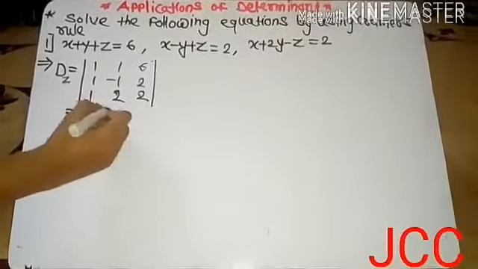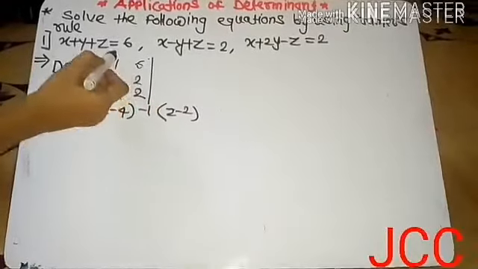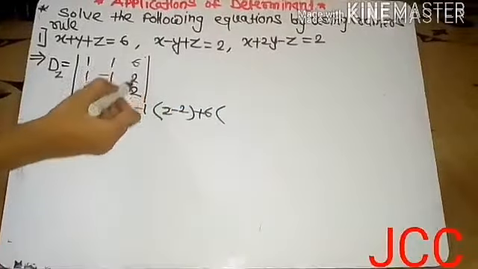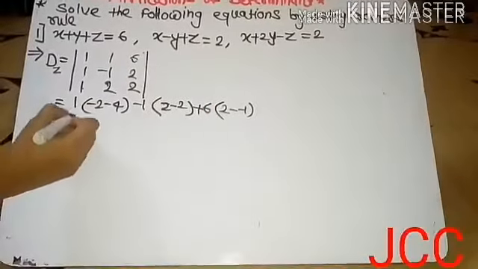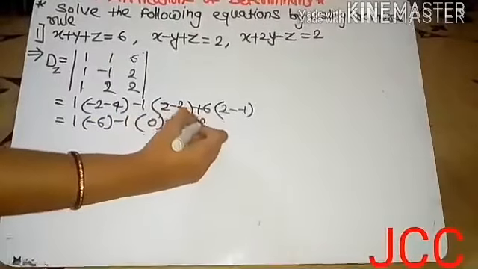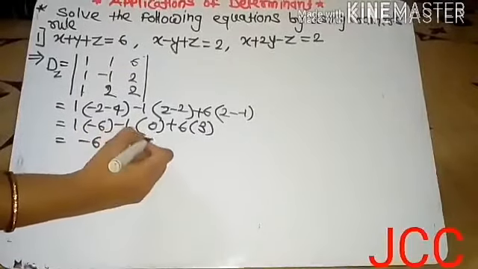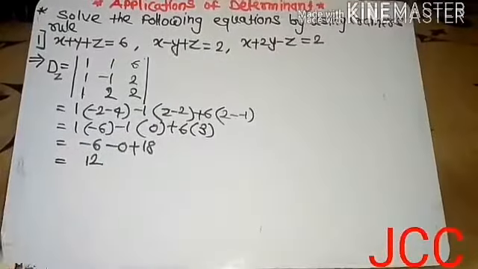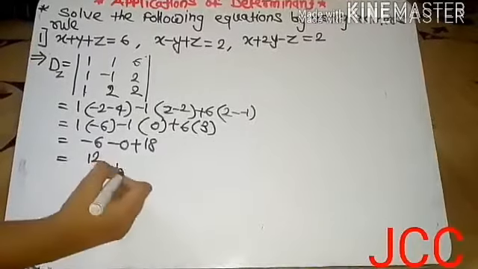1 minus 2 minus 4 minus 1 2 minus 2, हा कॉलम सोडायचा, हा 2 minus 2 plus 6, परत हा कॉलम आणि हा रो सोडा 2 minus minus 1 and that we get 1 minus 6 minus 1 0 plus 6 3, that is equal to minus 6 minus 0 plus 18, that is minus 6 plus 18 is equal to 12. Now after finding all determinants d, dx, dy and dz we write now by Cramer's rule.